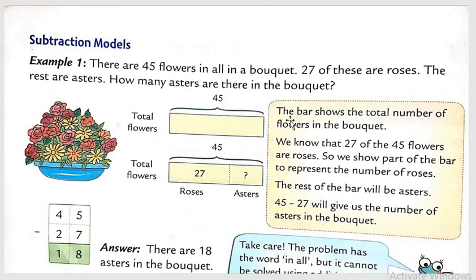We know 27 is rose and our answer is 18, 18 is aster. Now how can we check our answer? We write the answer is 45. Cross checking, it's called cross checking. Got my point, all students?